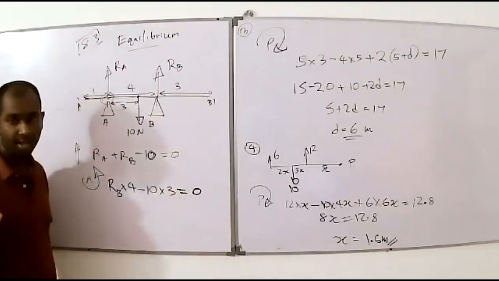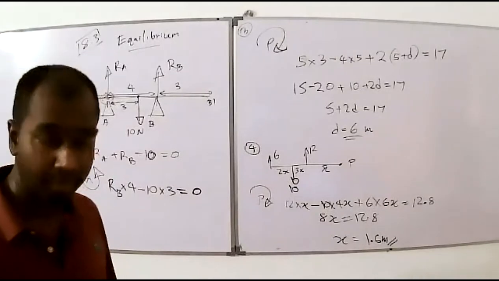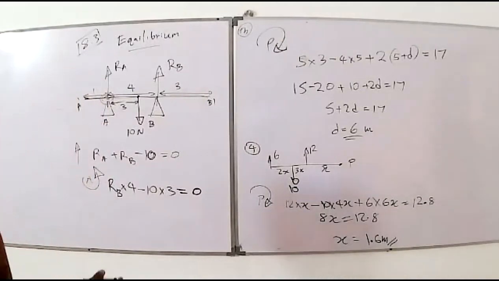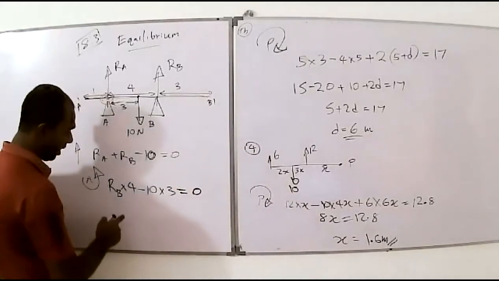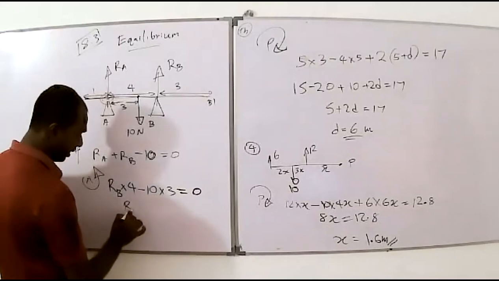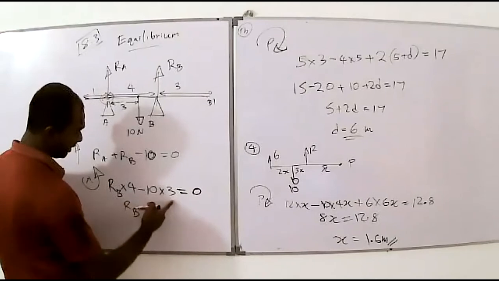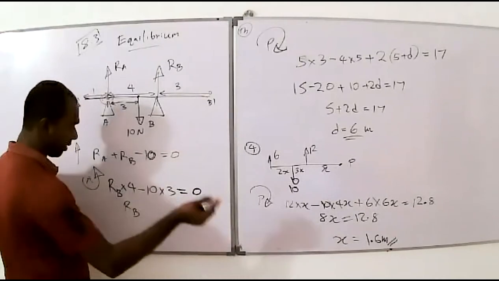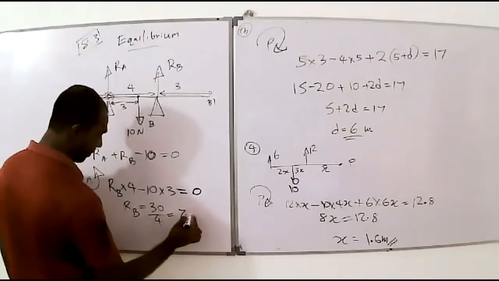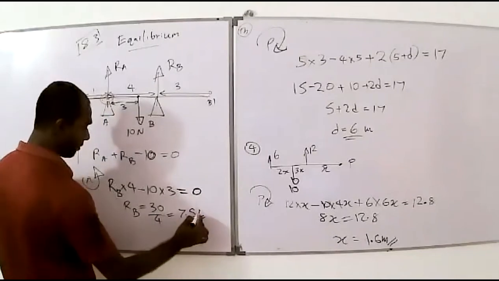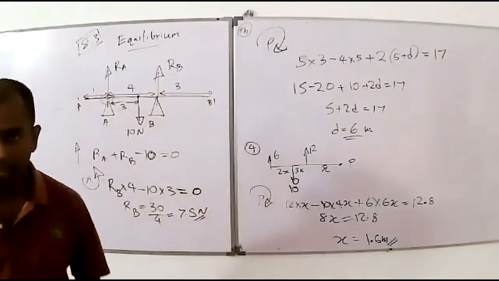So try to understand the logic here. The object is in equilibrium, so you can always equate the resultant moment to 0. So you can find RB here. How much is RB going to be? It's going to be minus 30, which goes to the other side as plus 30, so 30 divided by 4. It's going to be 7.5. The support from B is 7.5 Newton.